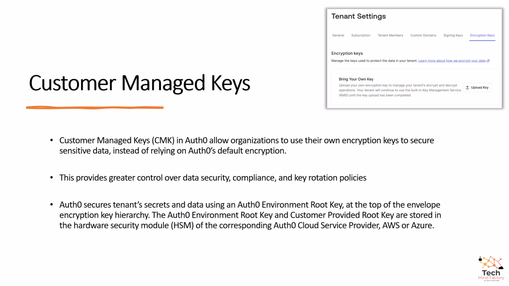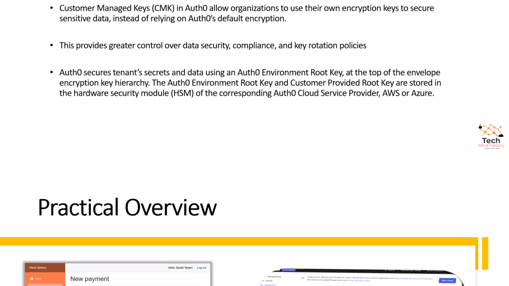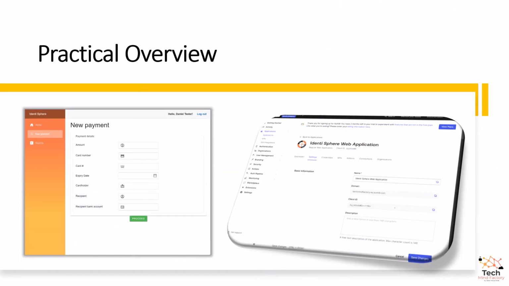Auth0 secures tenants' secrets and data using an Auth0 environment root key at the top of the envelope encryption key hierarchy. The Auth0 environment root key and customer-provided root key are stored in the hardware security module of the corresponding Auth0 cloud service provider, AWS or Azure Cloud. Perfect, so that's about features review and theory.